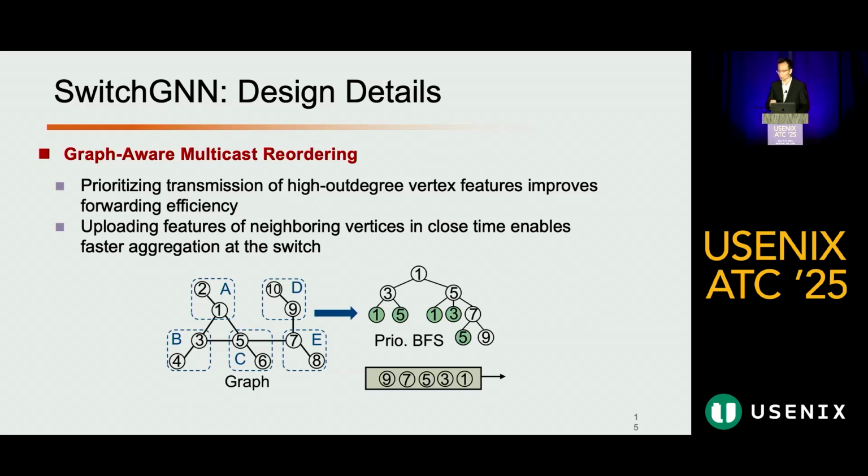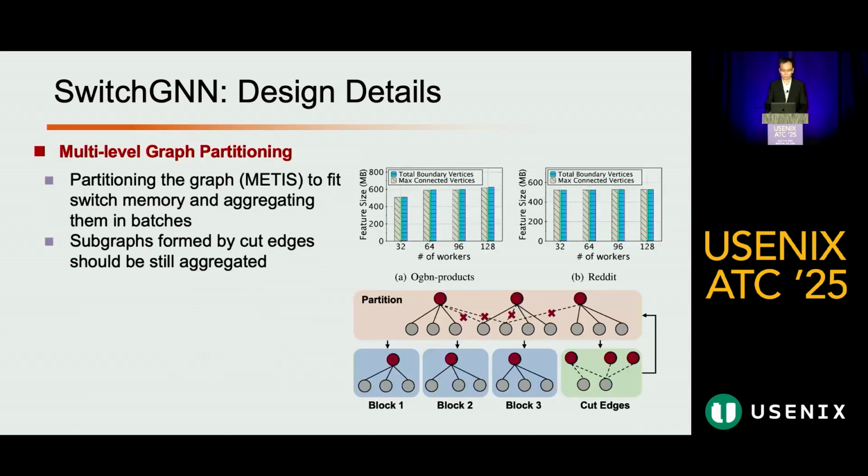For example, in the Reddit graph dataset, just 20% of vertices hold 80% of the connections. That's Pareto's principle. And if topologically close vertices arrive at the aggregator at the same time, one after another, it can process them quickly and free up resources faster. That's why it is important to identify GNN features close together in time.